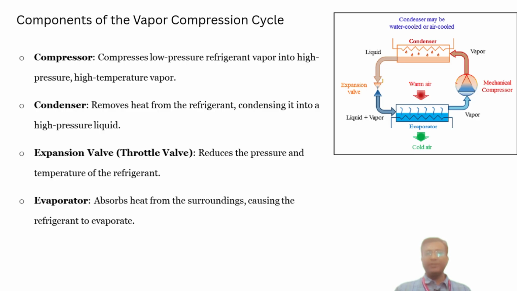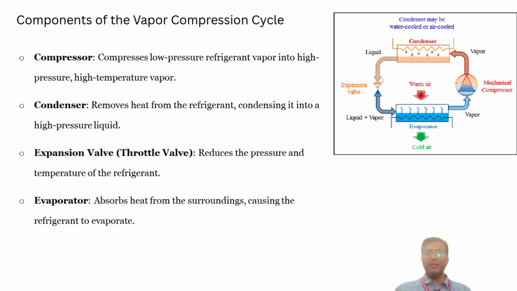Third, the expansion valve, or the throttle valve. This clever device drops the pressure of the liquid refrigerant suddenly, cooling it down into a low pressure, low temperature mix of liquid and vapor. It's like popping a soda can: the pressure drops and things get chilly.